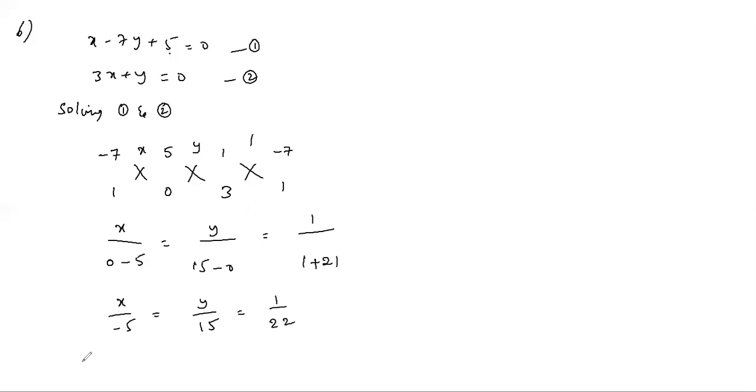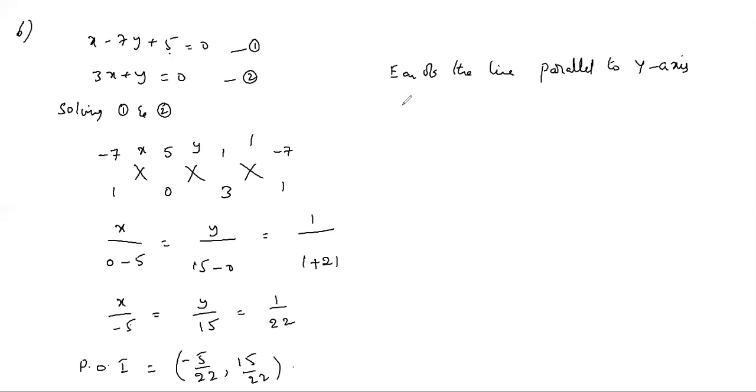So what is the point of intersection? X value minus 5 by 22, by equating first one and last one, you will get x value. Y, 15 by 22. So this is the point of intersection. So now what you have to find is the equation of the line parallel to y-axis and passing through the point minus 5 by 22, 15 by 22.